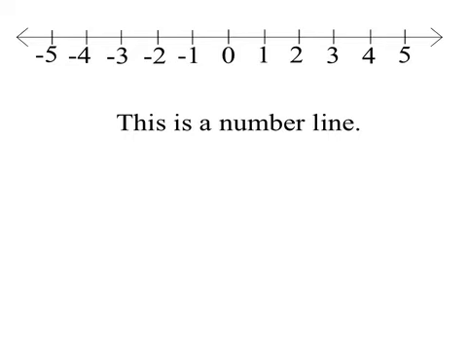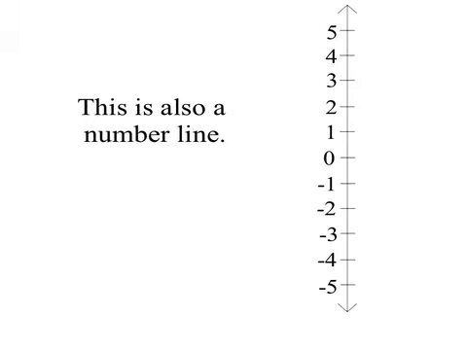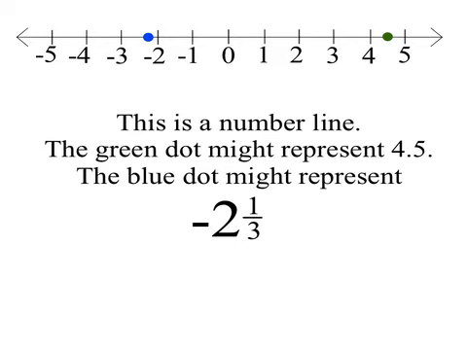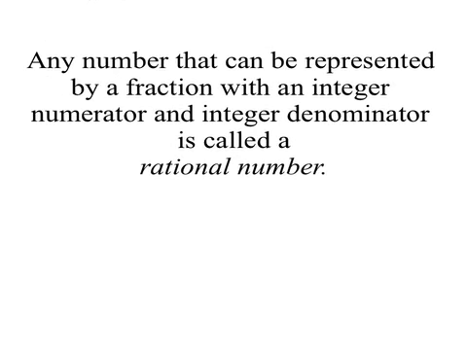This is a number line. This is also a number line. It's vertical. The first one was horizontal. With vertical number lines, we usually put the positive numbers on the top and the negative numbers on the bottom. And with horizontal number lines, we usually put the positive numbers on the right and the negative numbers on the left. The green dot on this horizontal number line might represent the number 4.5. And the blue dot might represent the number -2 1/3.